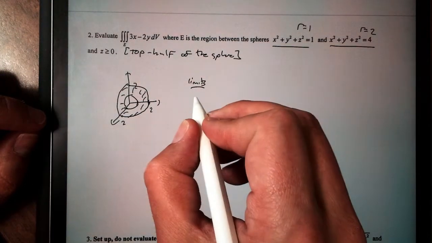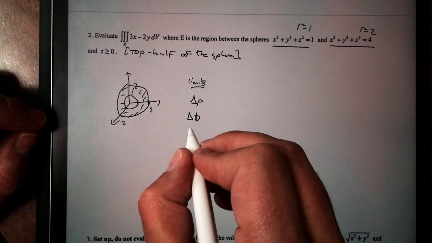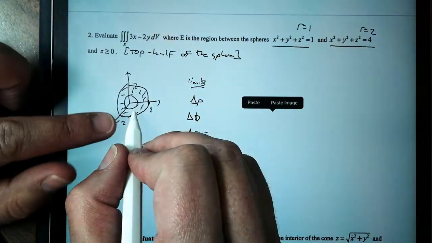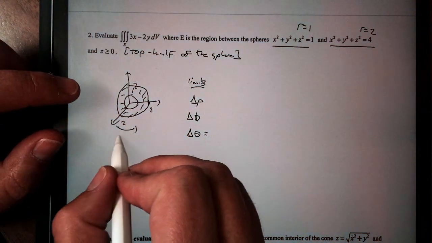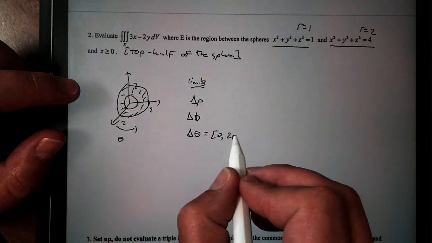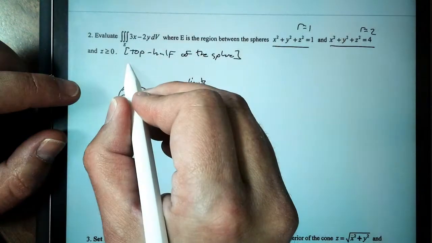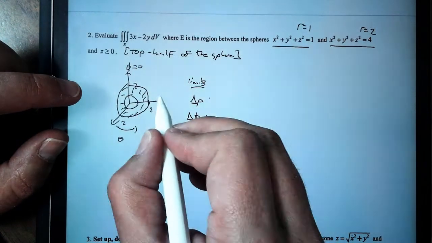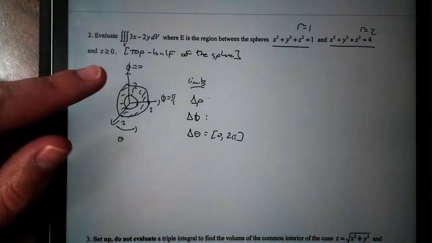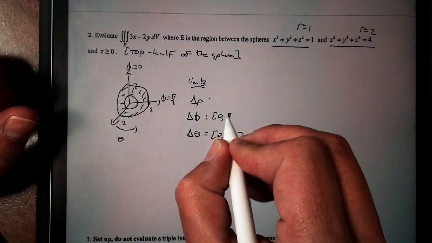Remember, for our limits, we need change in rho, change in phi, change in theta. Well, change in theta is easy. We are talking about the top half. Now remember, I only do the first quarter, so theta is going to go from 0 to 2 pi. Now phi, I'm starting here at phi equals 0, and I'm ending here at phi equals pi over 2. I only want the top half. If I wanted the full one, I would go from 0 to pi. So this one only goes from 0 to pi over 2.